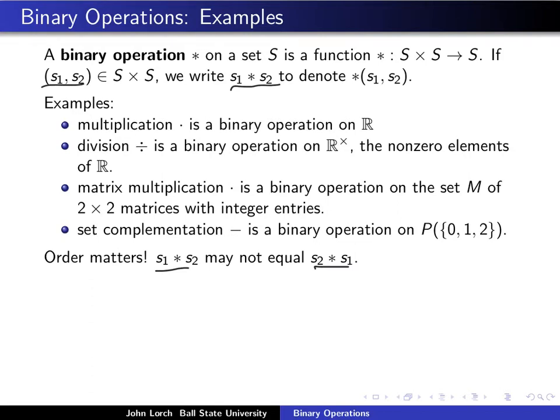So maybe the easiest way to see that from our examples is to look at, say, division, right? If we take 3 divided by 2, and we take 2 divided by 3, those are different, those yield different results. Now, order will also matter for matrix multiplication and this set complementation operation. And in fact, why don't we look at an example with the set complementation operation, because that is an operation that you may not be really familiar with.